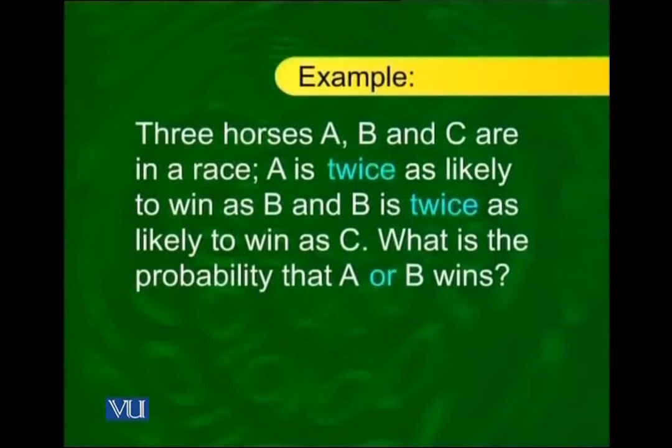I would like to now discuss with you an interesting example to illustrate this point that what might appear difficult in the beginning may not be that difficult. As you now see on the screen, suppose that 3 horses A, B, and C are in a race. A is twice as likely to win as B, and B is twice as likely to win as C. What is the probability that in a particular race, either A wins or B wins?